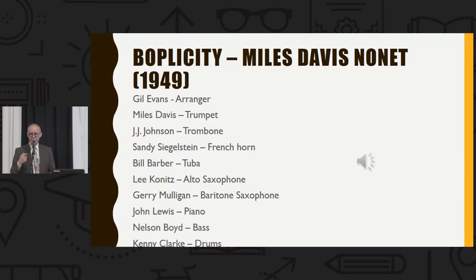Now, this recording was made in New York. But where cool jazz really had an impact was this guy, Gerry Mulligan, who is the baritone saxophonist on these recordings. And also, he would arrange some of the music. He went out to the West Coast, and cool jazz took root in California and places like that. And that's why cool jazz is also known as West Coast.